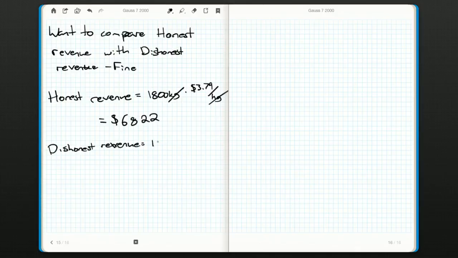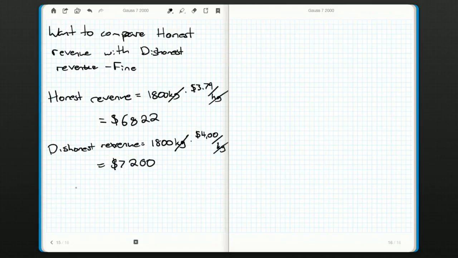So the dishonest revenue is exactly what happened. So he sold 1,800 kilograms worth of meat, but at $4 per kilogram. So he was lying. So once again, if we want the dishonest revenue, we cancel out the kilograms. We're left with dollars as our only unit. $4 times 1,800. So 1,800 times 4.00. And we get 7,200.